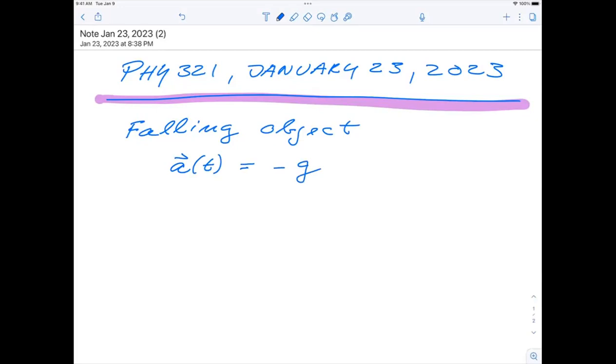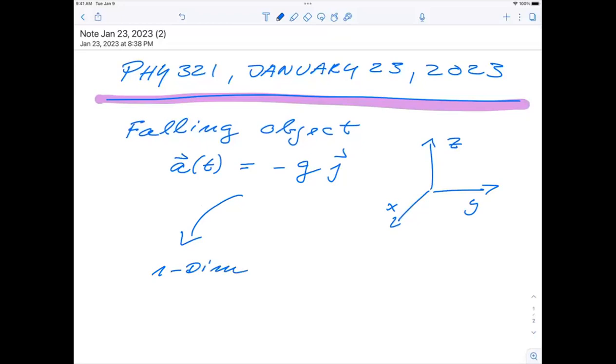And then, since this is pointing down in the y direction, we would multiply this with a unit vector j. So if we look at the coordinate systems which we have chosen, if we go in 3 dimensions, we would typically have X, Y, and Z. But in this particular case, we've just limited ourselves to 1 dimension. And then the coordinate which we are looking at is just the Y direction, or if you prefer the Z direction, it could be that.